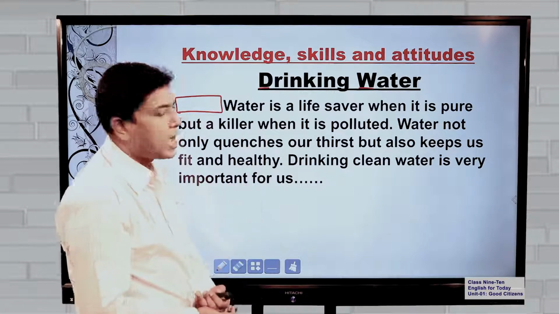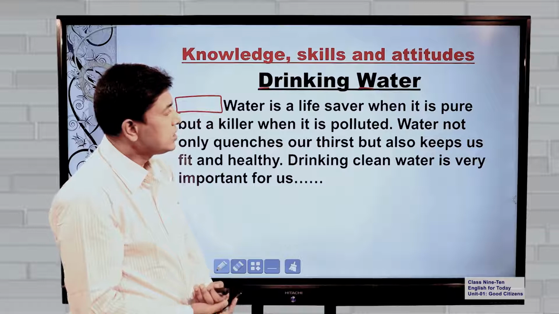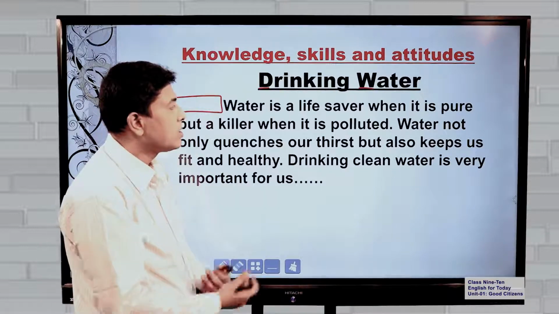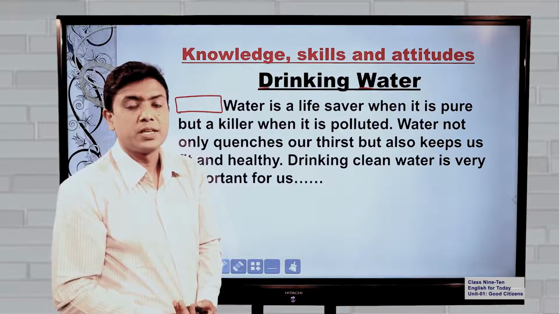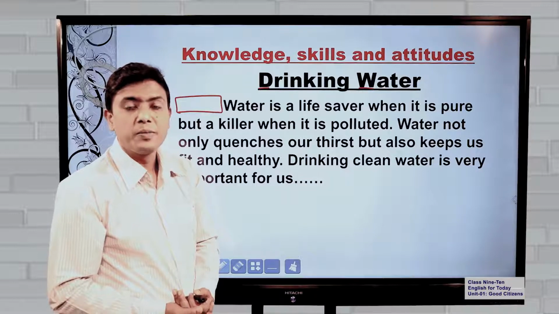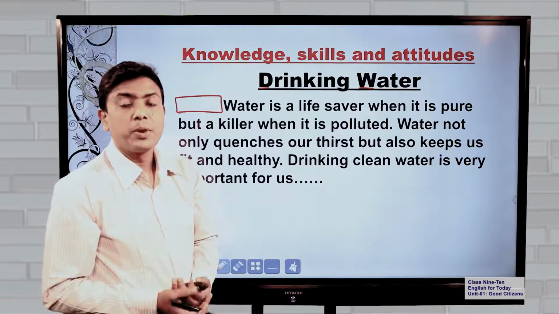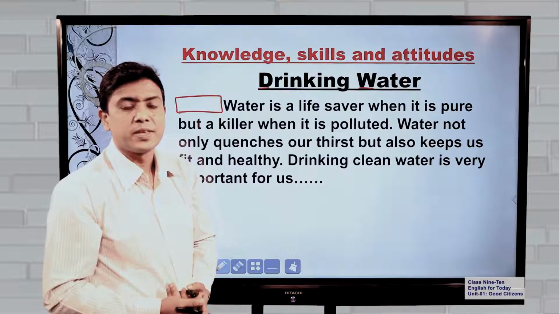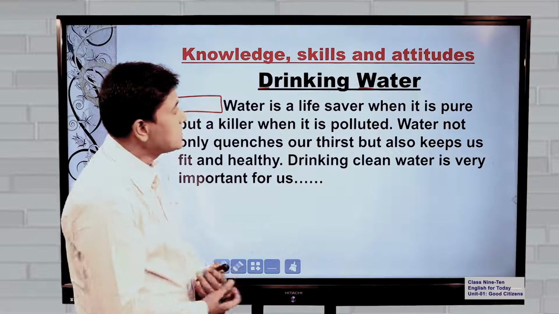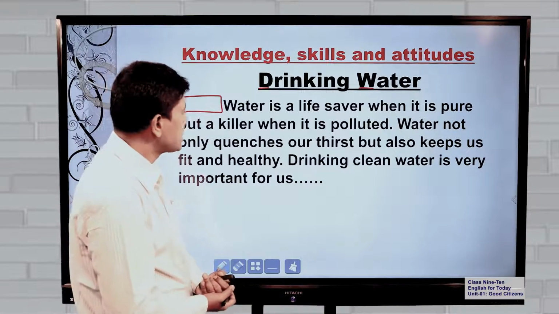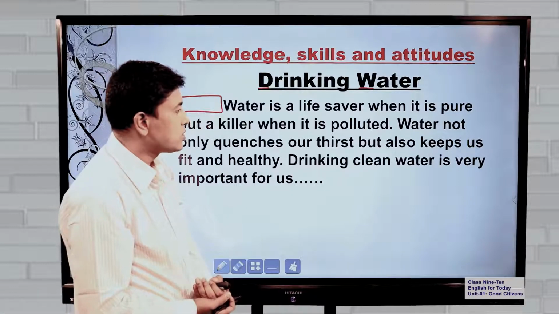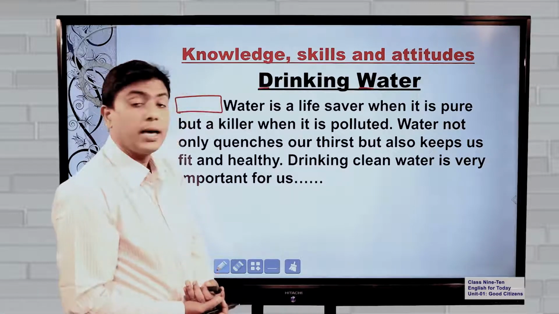See, drinking water, how we can start? Water is a lifesaver when it is pure, but a killer when it is polluted. Definitely, another name of water is life. Why? Because it saves our life. But if it is polluted, it is going to take our life away. So, very careful. Water is a lifesaver when it is pure, but a killer when it is polluted. Water not only quenches our thirst, but also keeps us fit and healthy.